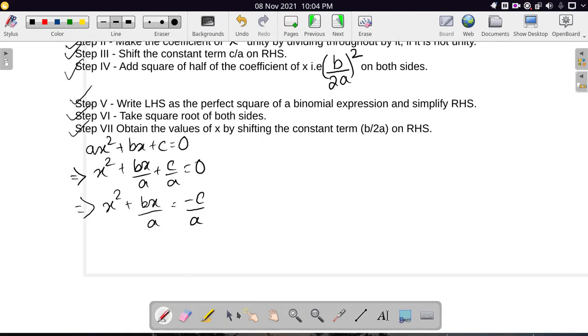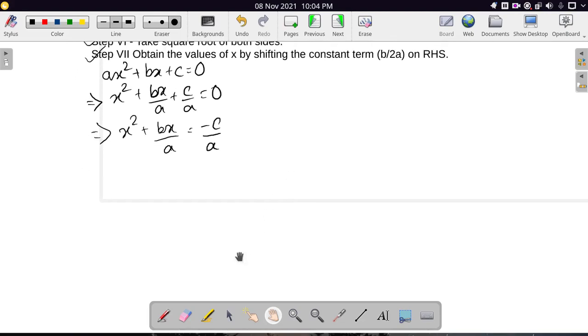Now what we will do? Now the main aim should be, we have the LHS, right? This LHS we have to write as a perfect square, either as a plus b whole square, or as a minus b whole square. We have to do that. So how will we do that? Let us see.